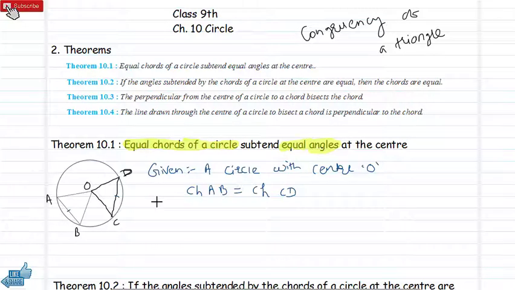What do we have to prove? We have to prove that angle AOB is equal to angle COD. For that reason we require a construction, so I do the construction here.